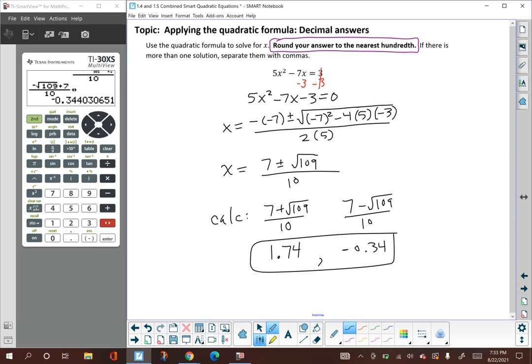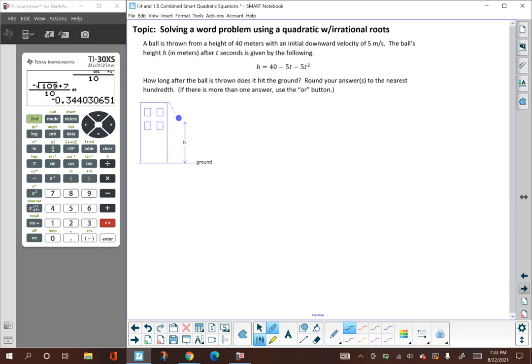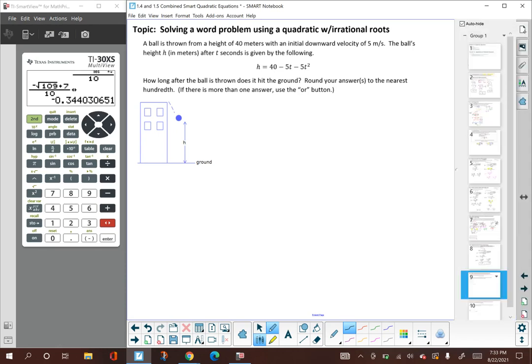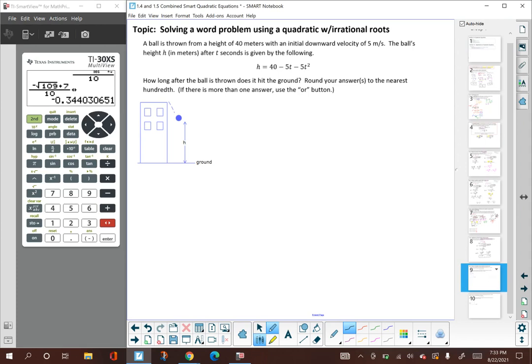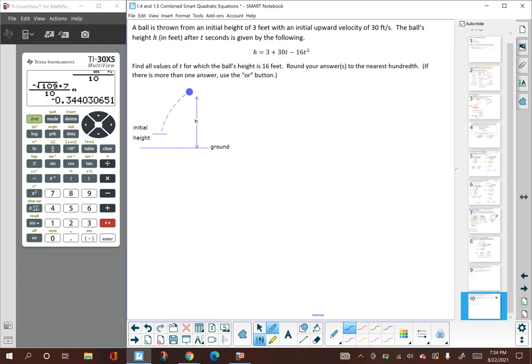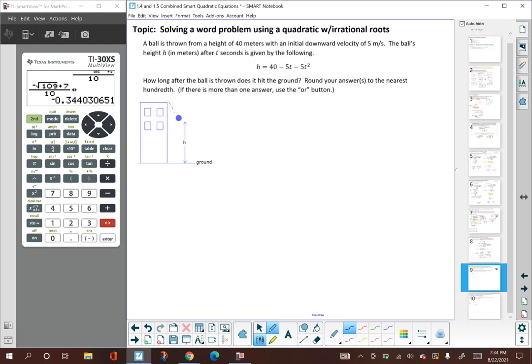Okay, we have finally gotten to our last topic. This topic has several variations though, so I am going to do 2 of the variations with you. So we're going to do this one, asking us how long after the ball is thrown will it hit the ground, and it has a little diagram for us. And then we'll do this one where it's a ball being thrown, and we are trying to find the values for t for which the ball's height is 16 feet. I think these 2 variations will help you figure out any of the ones that come up.